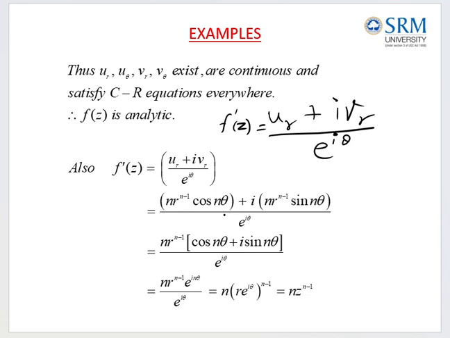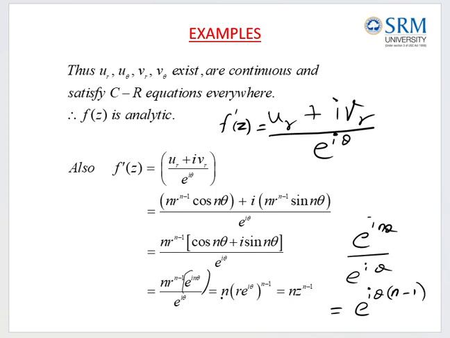If you see the numerator, n r^(n-1) is common. The remaining part is cos n theta plus i sin n theta, which can be rewritten as e power i n theta. Then retain the remaining terms as they are. You have e power i n theta in the numerator and e power i theta in the denominator. Bring this to the numerator, where it becomes e power minus i theta, and combine the exponential terms: you will get e power i theta into (n minus 1).